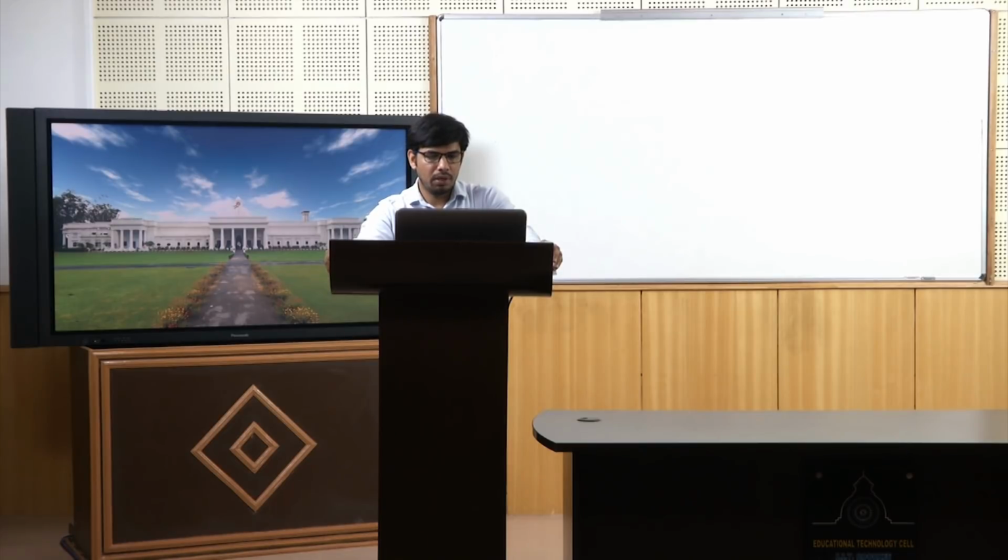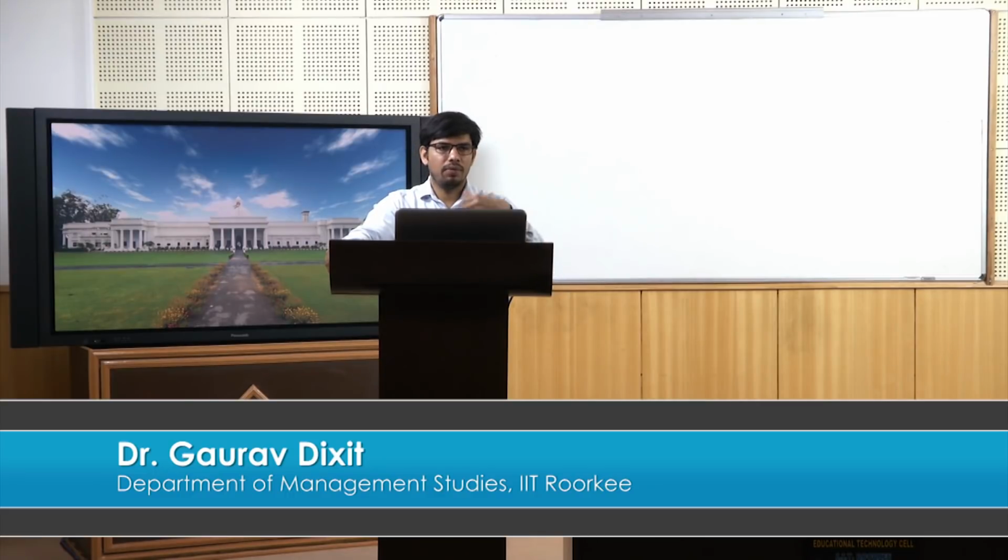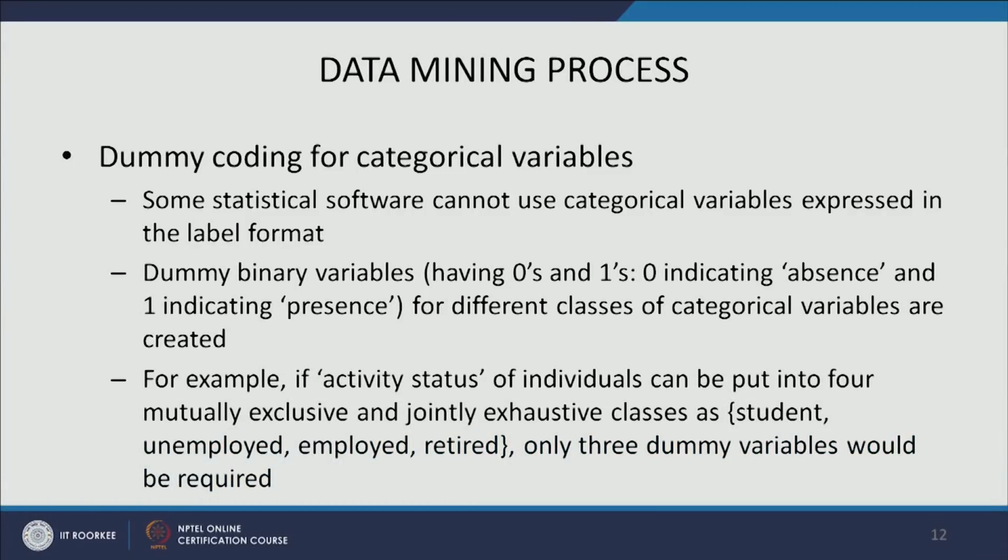Now, if these classes are mutually exclusive and exhaustive, then we do not need to create all 4 dummy variables. If there are 4 types, we do not need to create 4 dummy variables, because them being jointly exhaustive, if we know 3 of them, then the 4th one is already known. So, therefore, we need to create only 3 dummy variables.